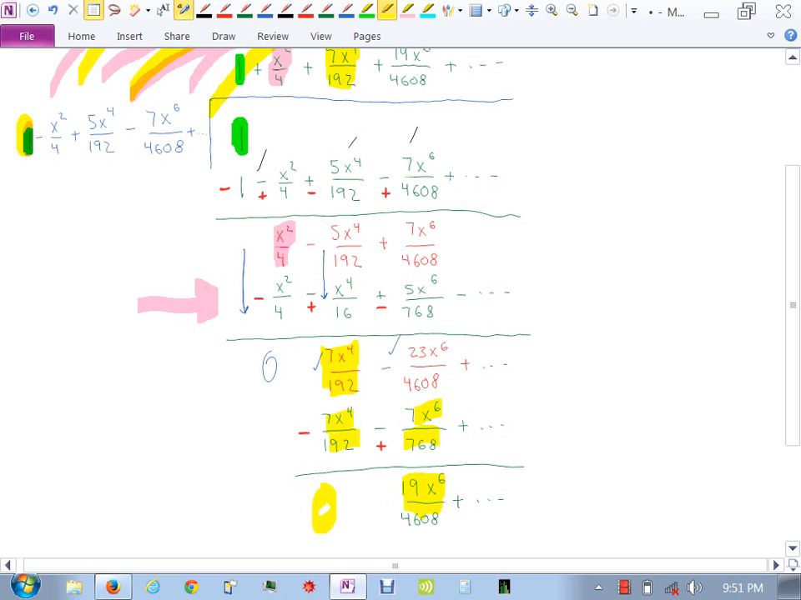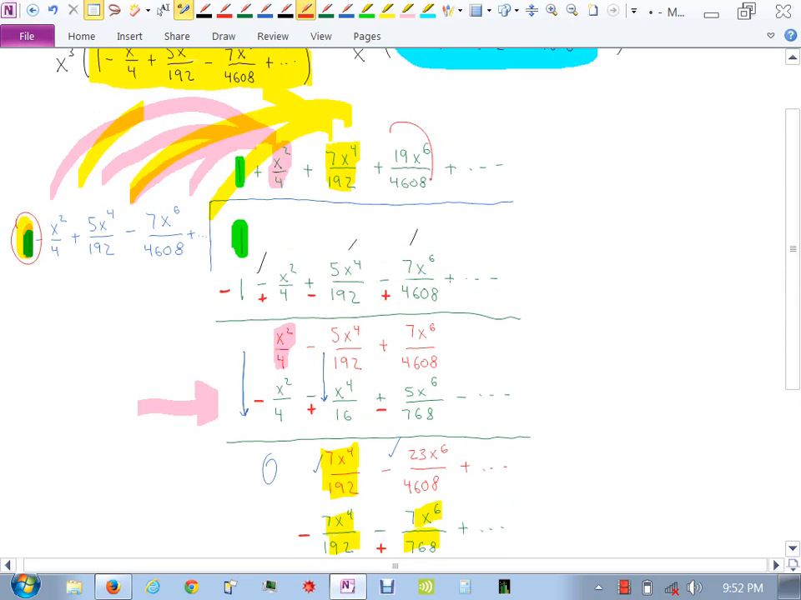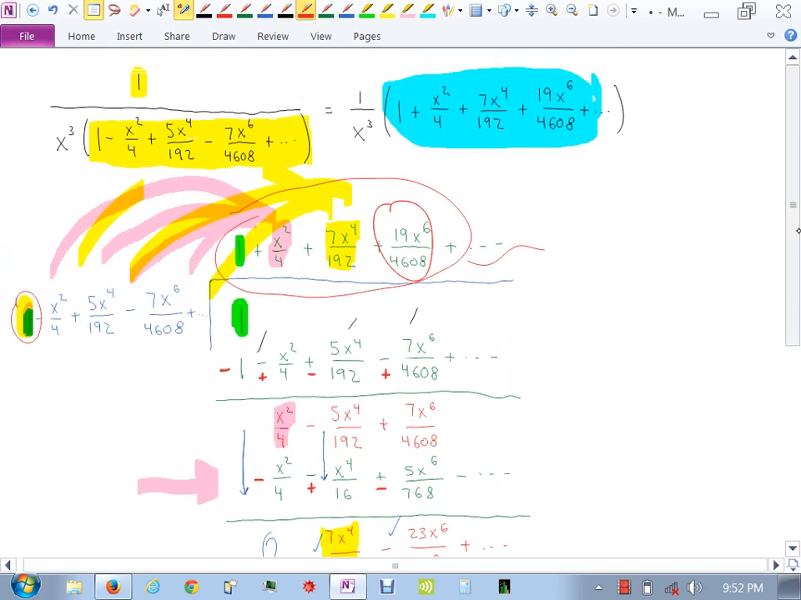And then you say, okay, what do I multiply 1 by? I'm out of colors here. What do I multiply 1 by to get this? Well, 19x to the 6th over 4608. So that's this, and so on and so forth. And you can see, after my big mess of colors here, that that is this. And that's what he had up there. So that's all he did.